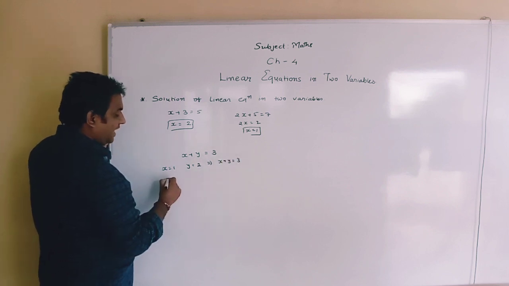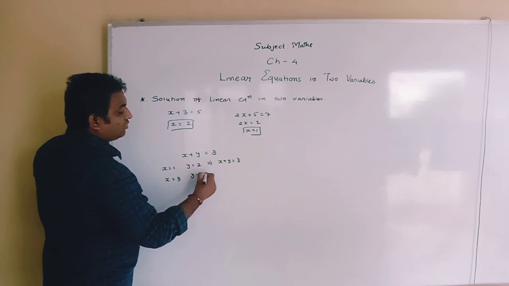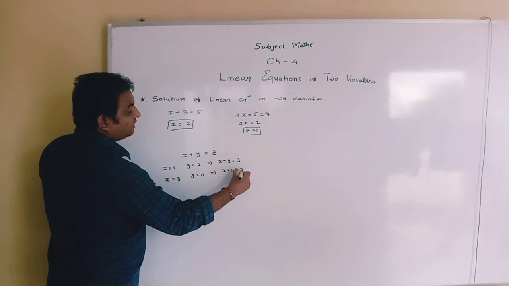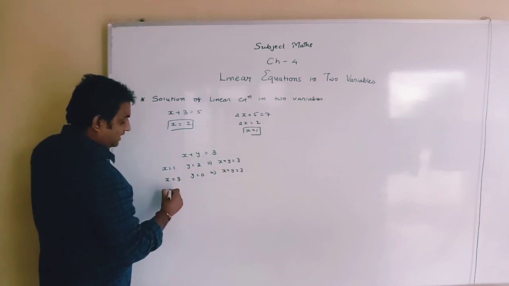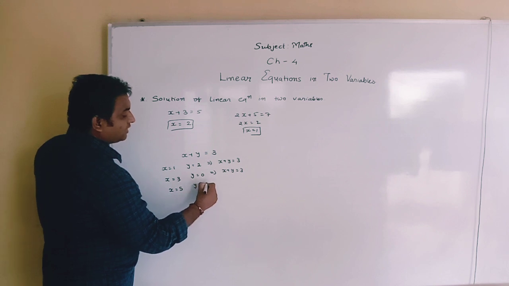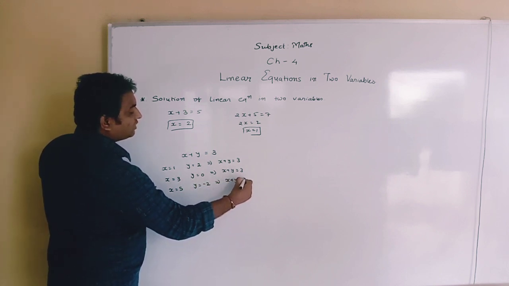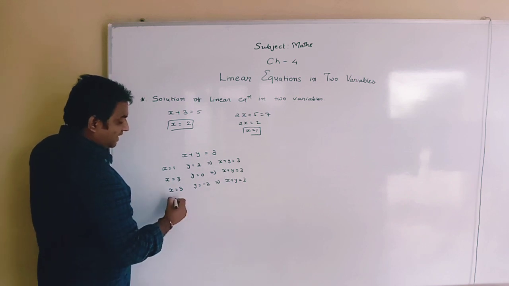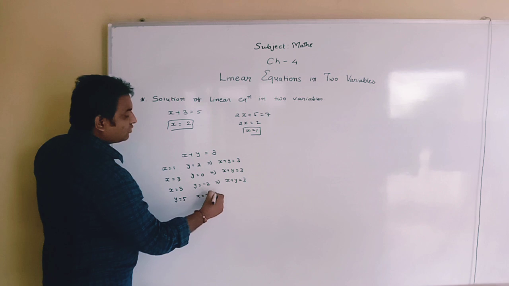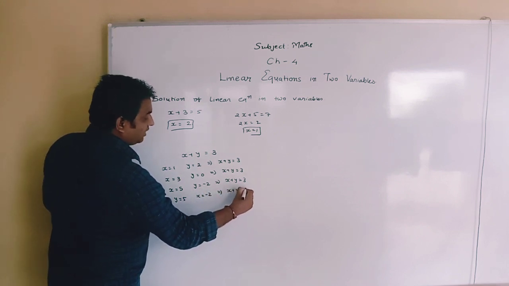Somebody takes x equals 3 and y equals 0. Then also they will get x plus y equals 3. Somebody takes x equals 5, y equals minus 2. Then they will get x plus y equals 3. Somebody takes y equals 5, x equals minus 2. Then also they will get x plus y equals 3.